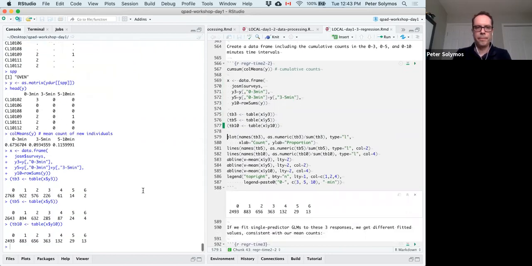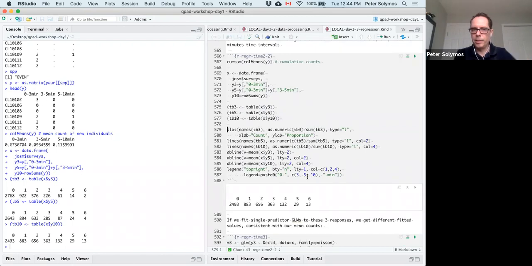You can see under 3 minutes we have slightly more zeros, but definitely a lot less of these high counts. And as the time spent surveying the birds increases, you see all these counts increase slightly, which means method is really having an effect on the intercept term.